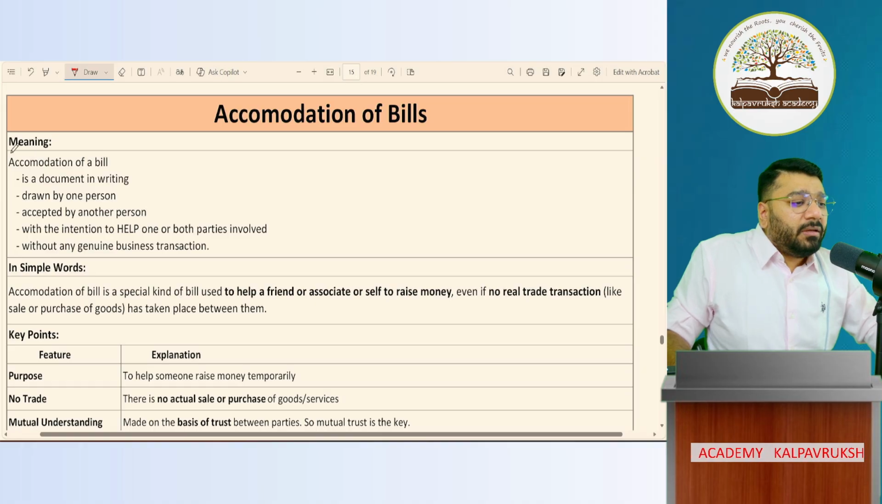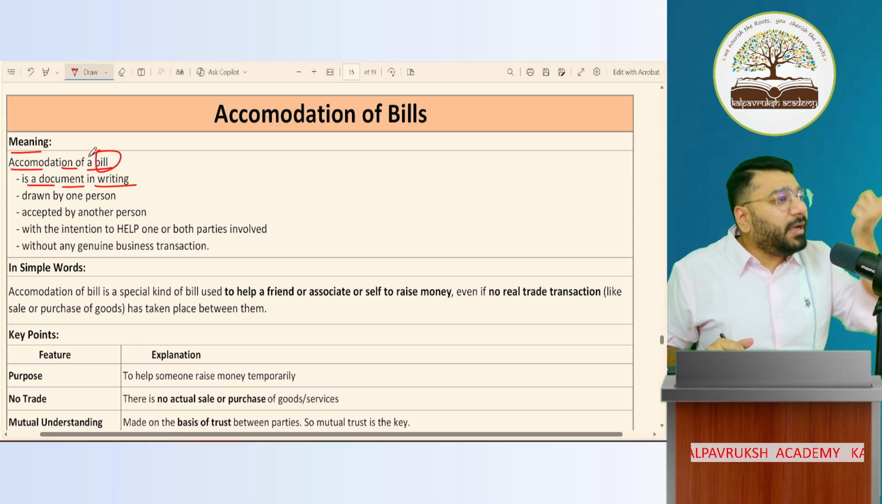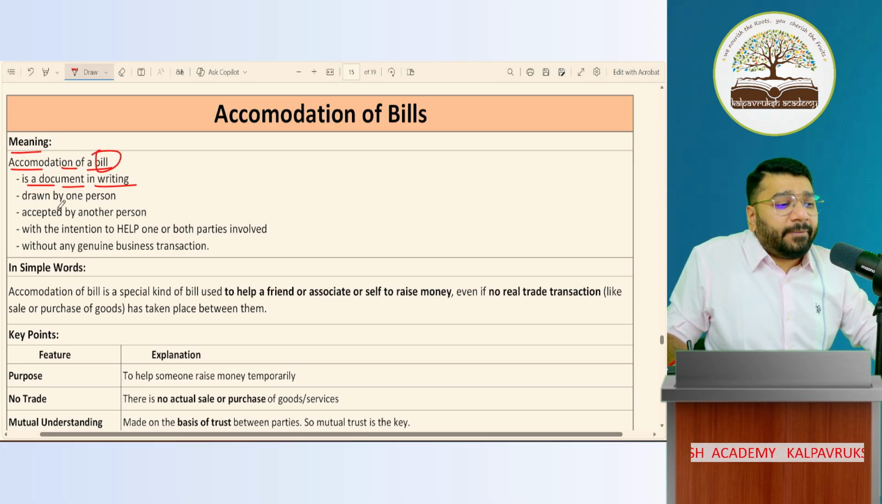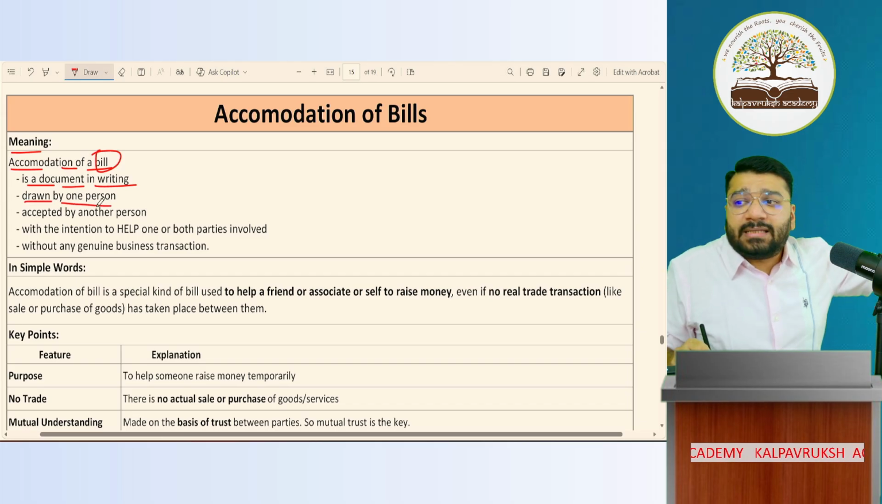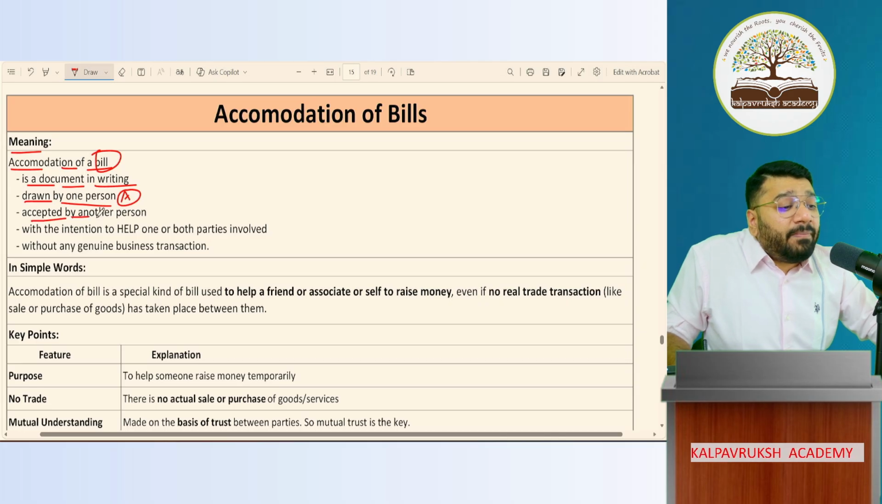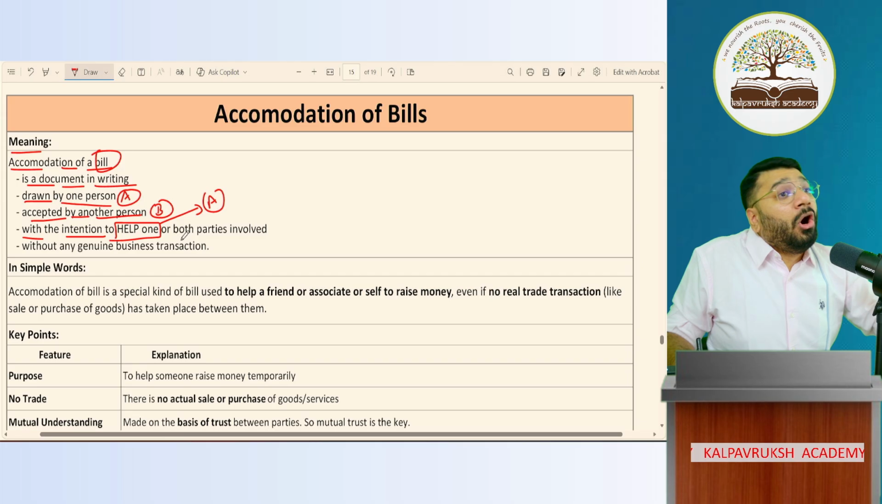Accommodation of bill is a document in writing. Bill of exchange itself means a document in writing only, no? Yes. Accommodation of bill is a document in writing drawn by one person. In our example, who is the drawer of the bill? A is the drawer of the bill. Accepted by another person. Who is the other person who accepted it? B. What is the intention? With the intention to help one party. Who is that one party who wants help? A.